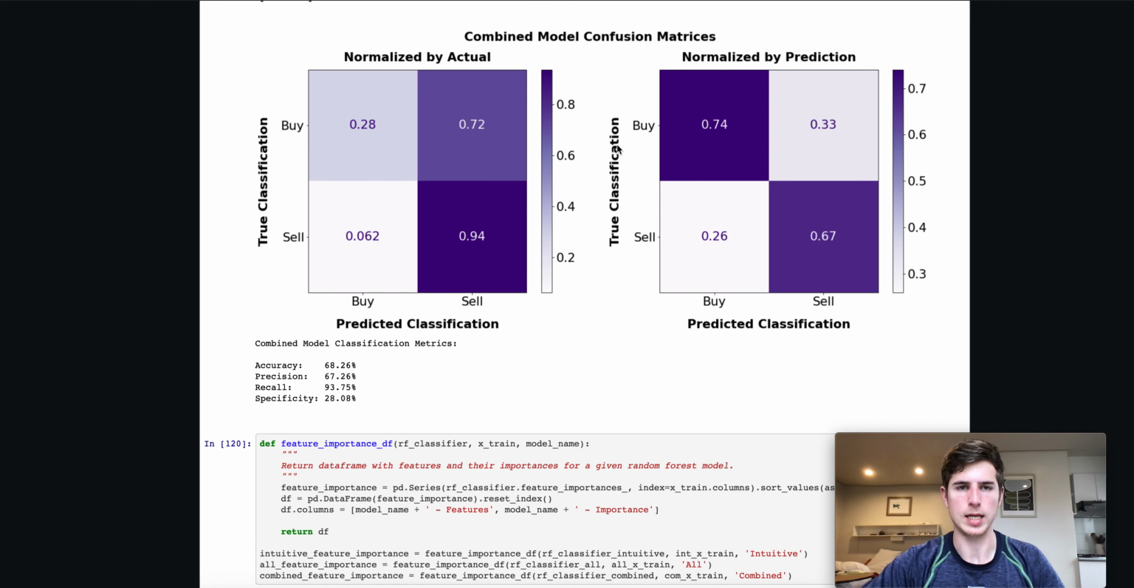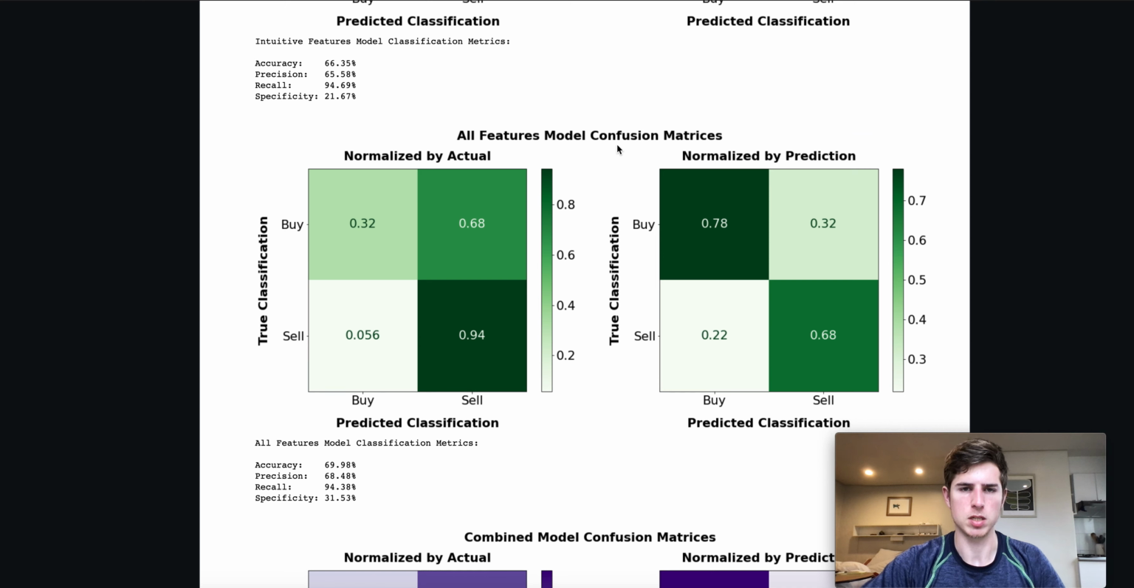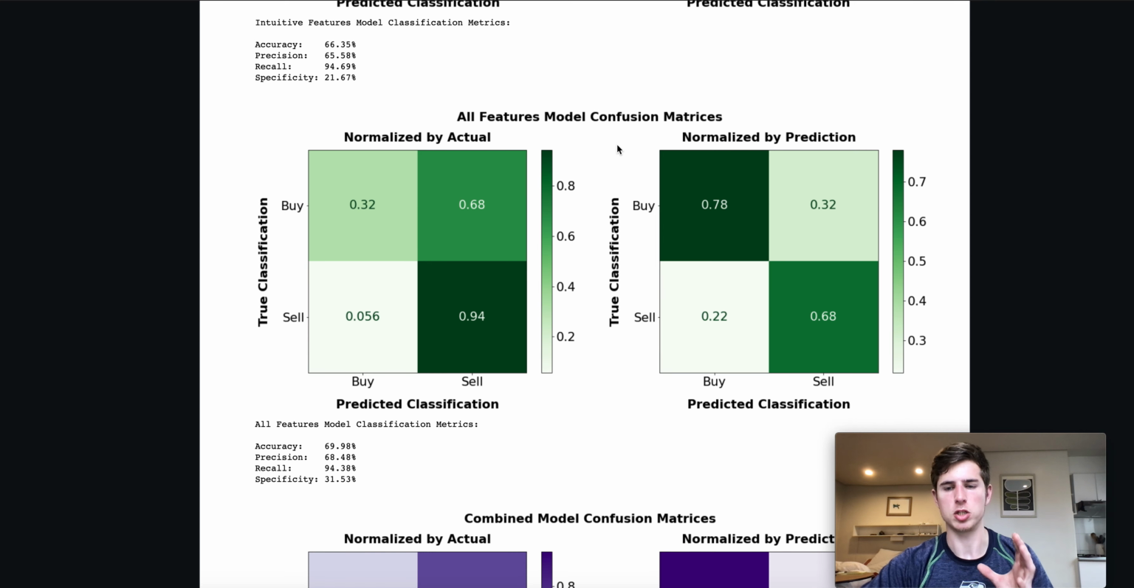I'll go through this one here, this all features model, because really this is the one that should be the best. I didn't exclude anything that I didn't think should be there. I didn't do any extra steps. I just fed it every single feature and said, okay, random forest, tell me what you think is the best. And with this model, what we see is really good recall, not so good precision, not so good specificity. Accuracy is at 70%, so it's correct 70% of the time.